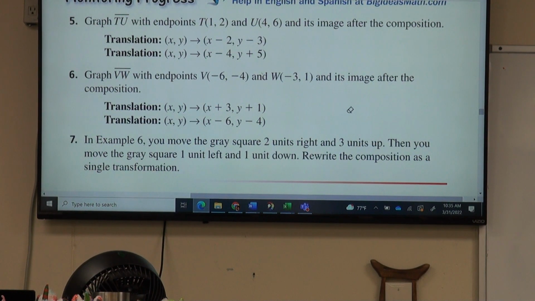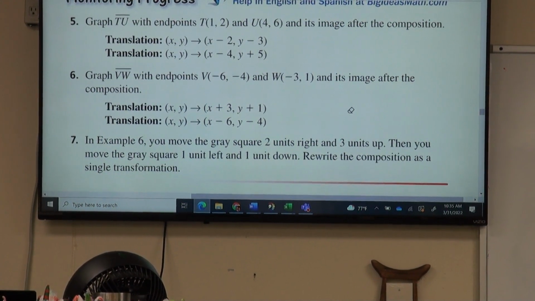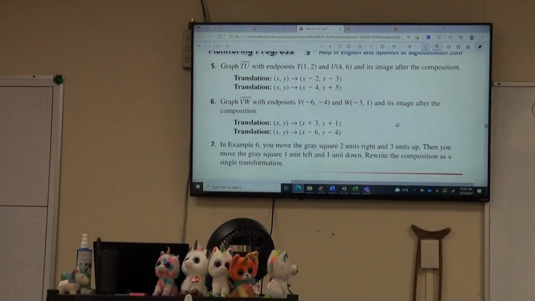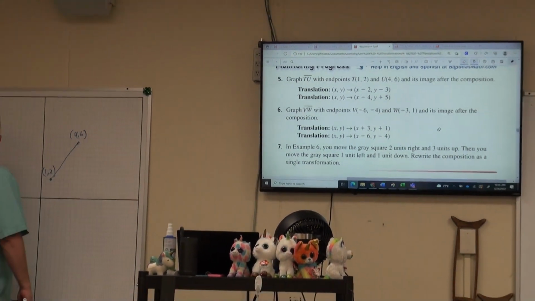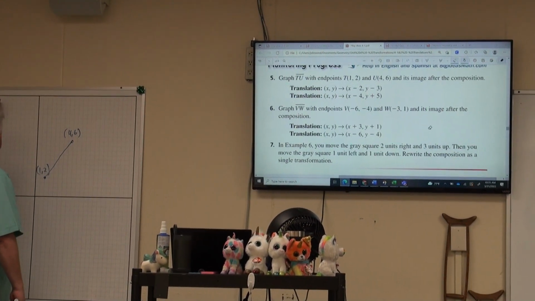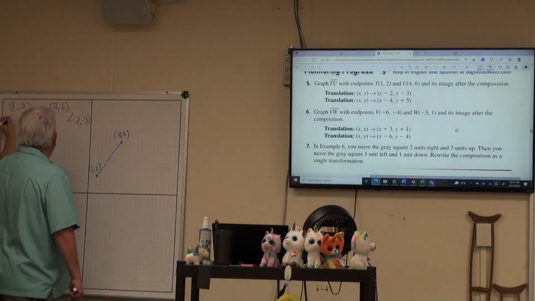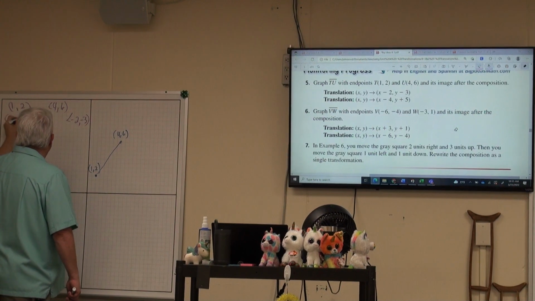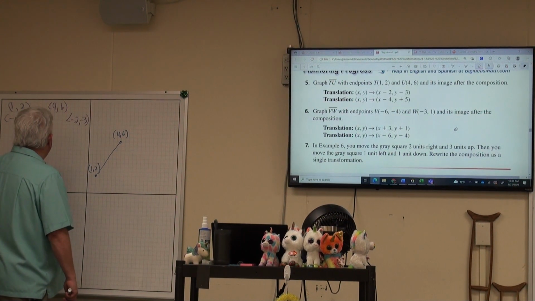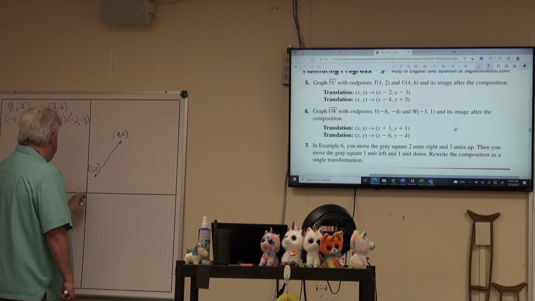Okay, there's the initial line, right? So then it's -2, -3. So -2, -3, 1, 2, 4, 6. And I'm doing -2, -3. So my next line is going to be -1, -1, and -2, -3. So that is here.